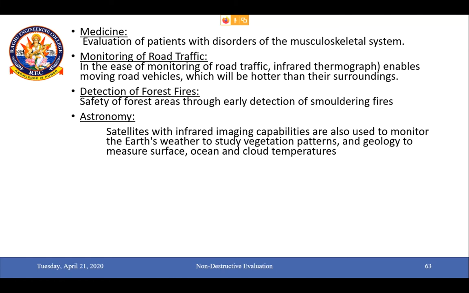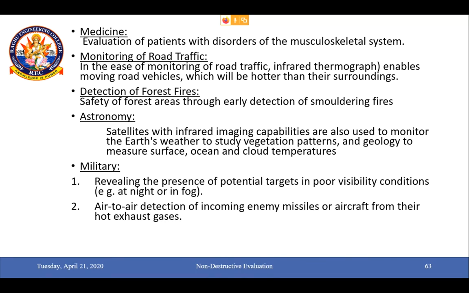Military sector: revealing the presence of potential targets in poor visibility conditions, for example at night or in fog. Second one, air to air detection of incoming enemy missiles or aircraft from their hot exhaust gases. Third one, surveillance in security, law enforcement and defense. All these things are self-explanatory, I guess.